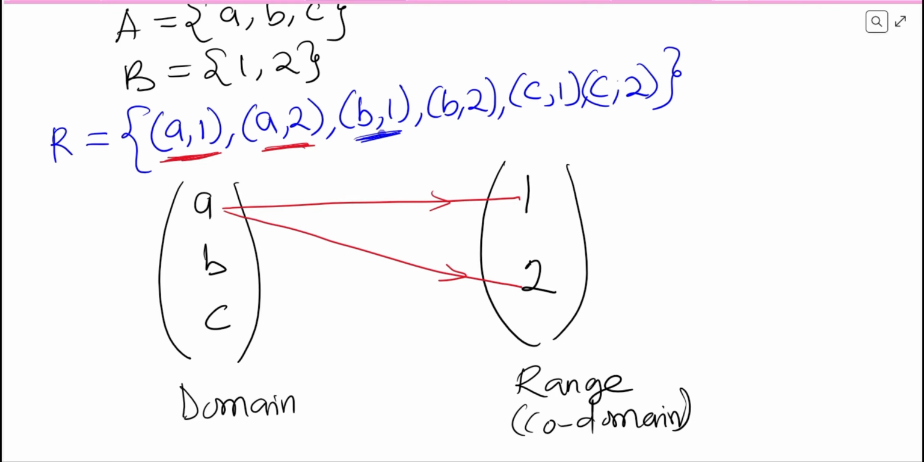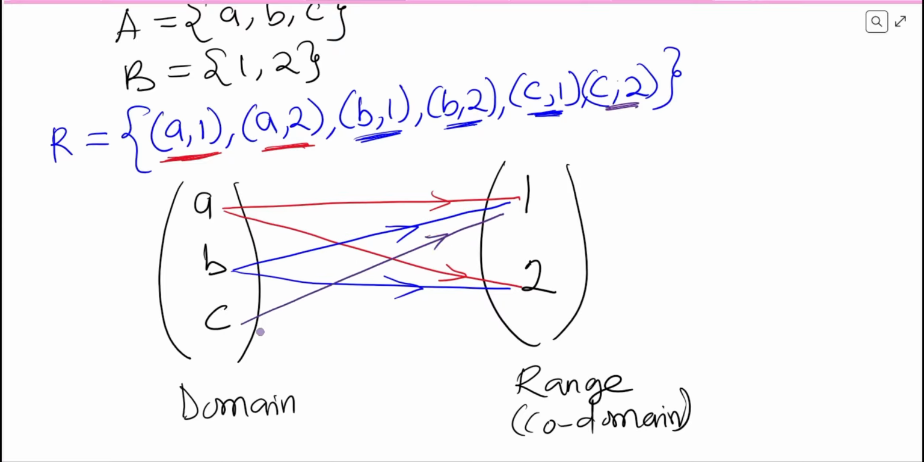Again, in this situation, we see B maps to 1, and again, B maps to 2. And also, we see C maps to 1 and C maps to 2.